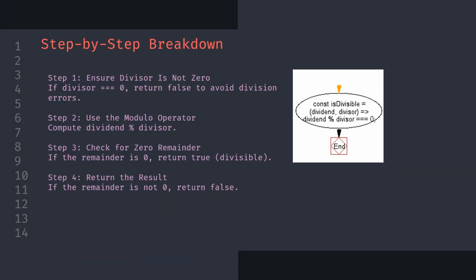This function ensures that only valid division cases are checked. The modulo operator helps us quickly determine if a number is evenly divisible by another, while avoiding division errors.